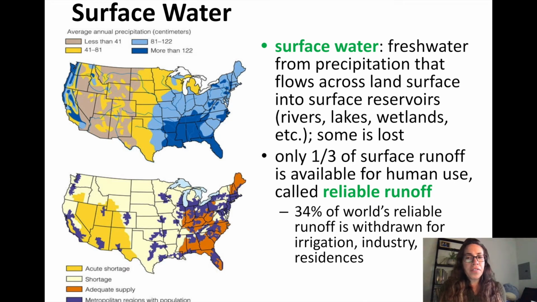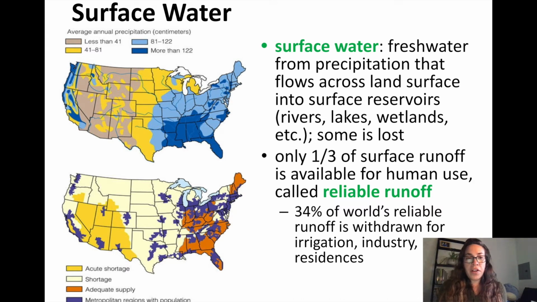And only a third of that runoff is actually available for human use. We refer to that as reliable runoff. And we use a lot of that reliable runoff for irrigation, which is unsurprising, for industry, and for drinking water. We can see in this chart, or this map, a nice comparison of the amount of annual precipitation, overlaid with our supply of drinking water, our supply of reliable runoff.